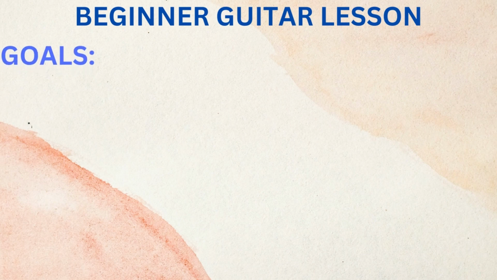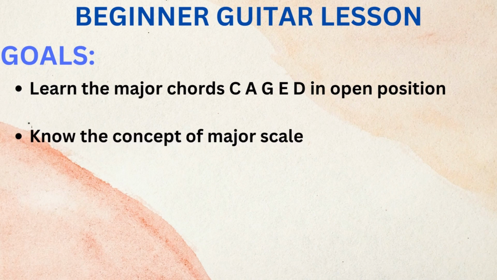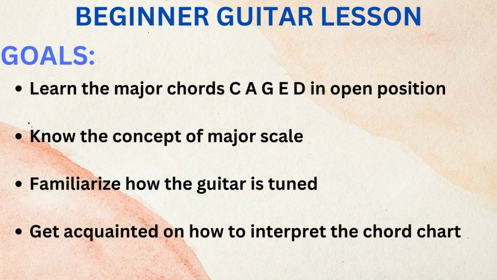The goals of this lesson are: learn the major chords C, A, G, E, D in open position and how they are constructed. Know the concept of major scale. Familiarize how the guitar is tuned. Get acquainted on how to interpret the chord chart. You can use whatever guitar you have, but I highly recommend using an acoustic one. With that in mind, let us proceed.